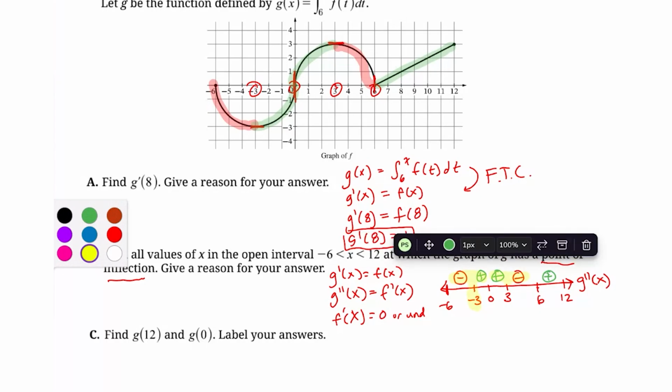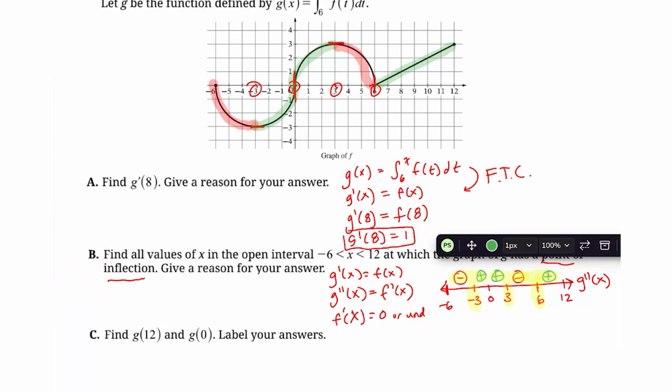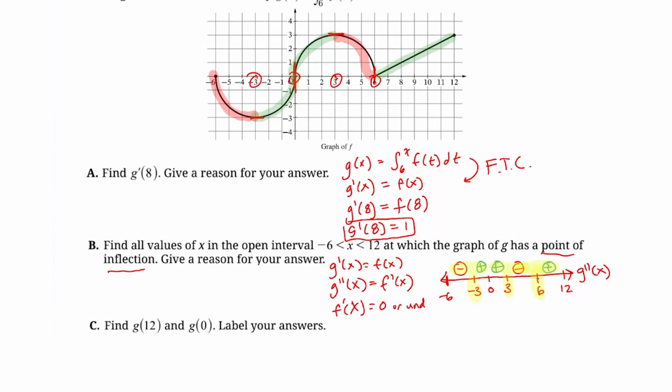So we have what looks like a sign change at negative 3. We have a sign change at 3, and we have another sign change at 6. So we have a total of 3 points of inflection here. It says final values of x where g has a point of inflection. Our answer is going to be x equals -3, 3, and 6.